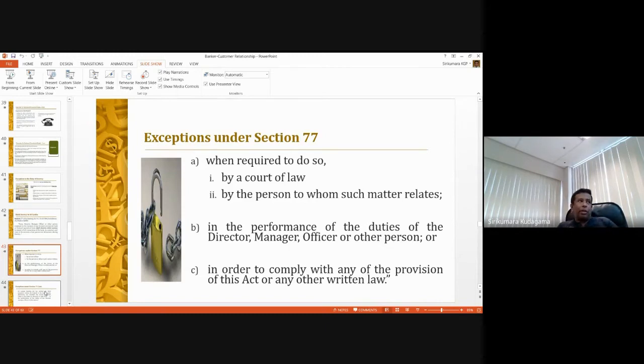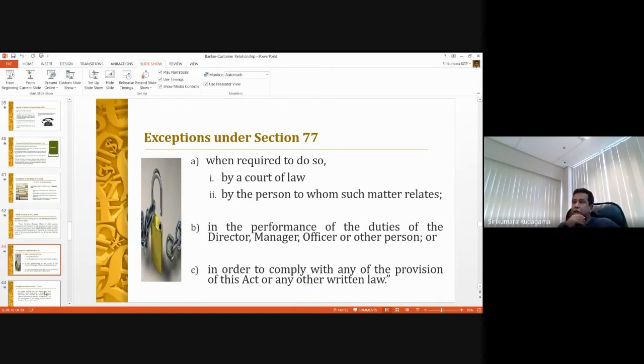You will see that every bank would put up a kind of statement in that kind of a disclosure to say that this information is released at the request of Mr. So and so, the customer's name. So, at the request of the customer, information can be given.